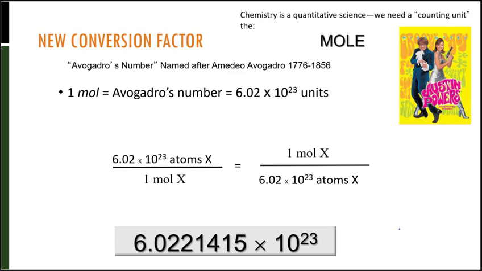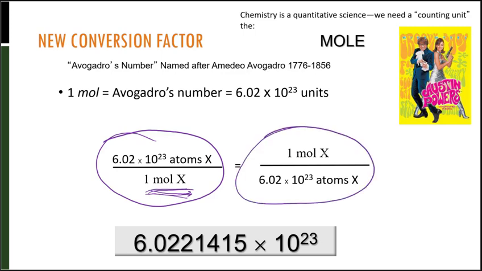So we have a new conversion factor here. 1 mole of something is equal to 6.02 times 10 to the 23rd atoms of it, or particles, or molecules. Or we can flip it around and say 1 mole of it has 6.02 times 10 to the 23rd of it.